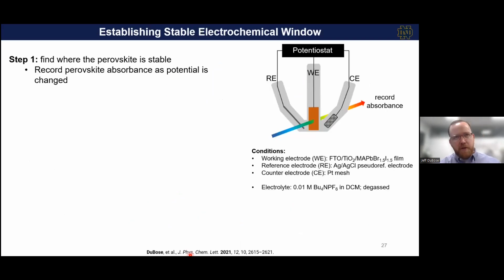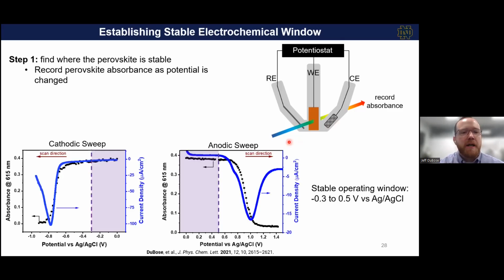Okay, so if we want to go back and ask ourselves the question, can we electrochemically tune the energy levels and modulate this photo-induced process? The first thing that you want to do when doing these electrochemistry experiments is find where your system is actually stable. The idea behind the experimental setup here is we're going to have our perovskite as the working electrode on FTO and TiO2, our reference electrode, a silver-silver chloride pseudo-reference, a counter electrode, platinum mesh, everything in electrolyte. And we're going to record the absorbance of the film as we bias in different directions. That's what I'm showing here.